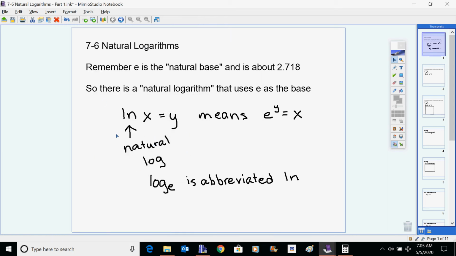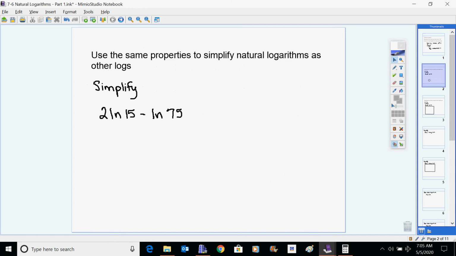A natural logarithm is written as ln, and it means log base e. Log base e means that e to the y power equals x, just like any of the other logarithms that we've been dealing with. It's base, exponent, and the number you would get with that. So we need to apply our rules, our laws, our properties of logarithms to these. They all work the same way.